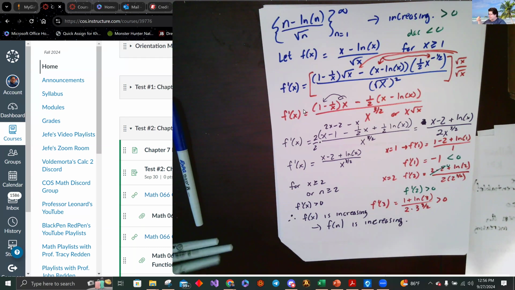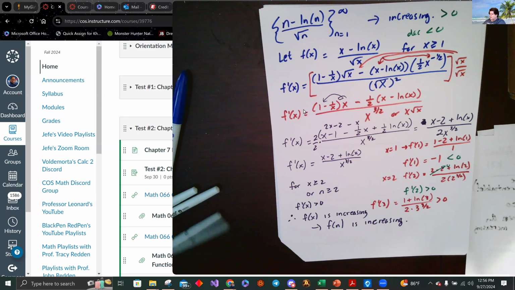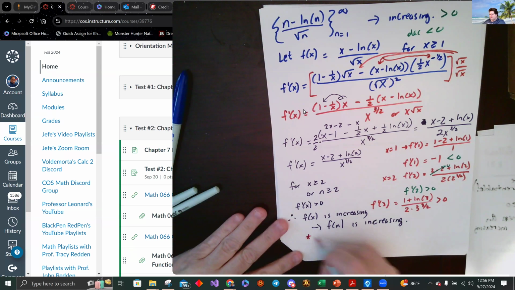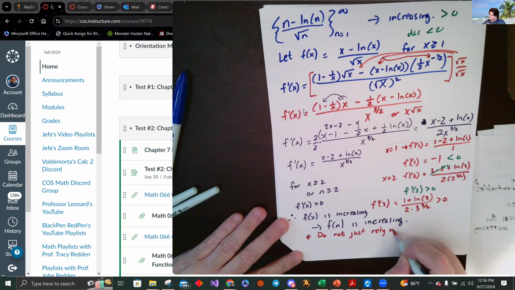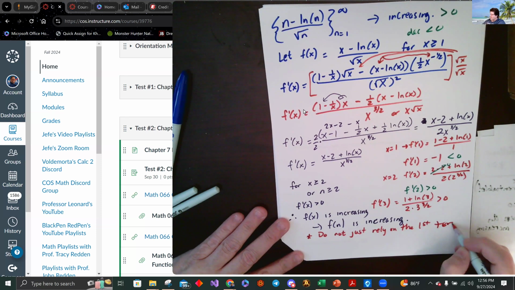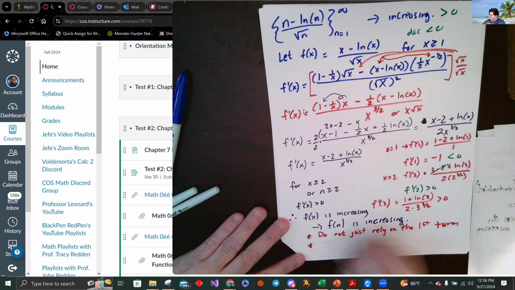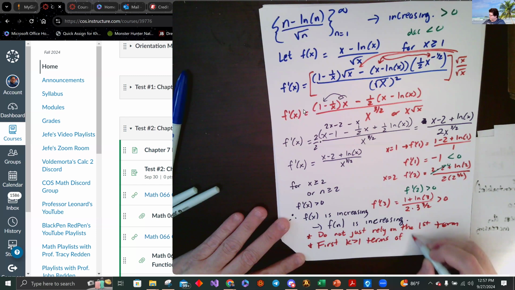Big takeaways. Do not just rely on the first term. And the first terms of the sequence, the first k terms, with k greater than 1, don't matter.